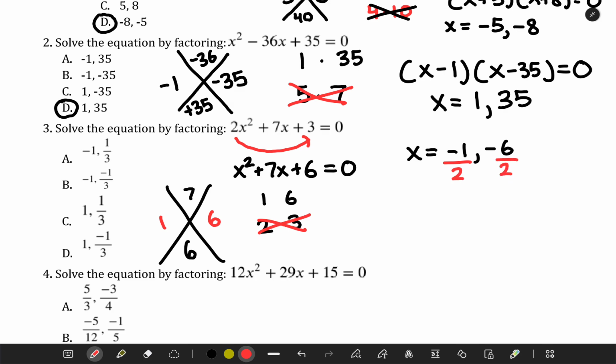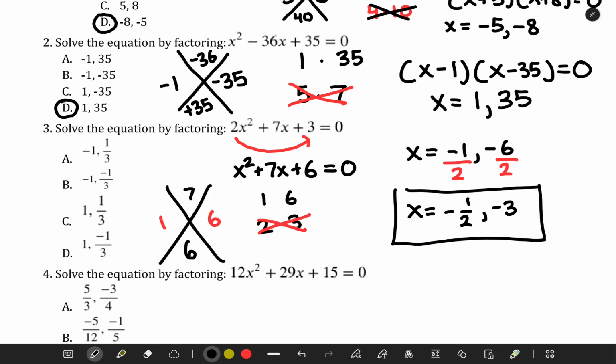So what happens? If I divide it, I get x equals negative 1/2. And then I get negative 6 divided by 2, which is negative 3. And so that's our final answer. Now, I noticed that for number 3, all the answer choices are wrong. And so we're just going to box negative 1/2 and negative 3 and cross out A through D. So your answer should have been negative 1/2 and negative 3, not the answer choices.